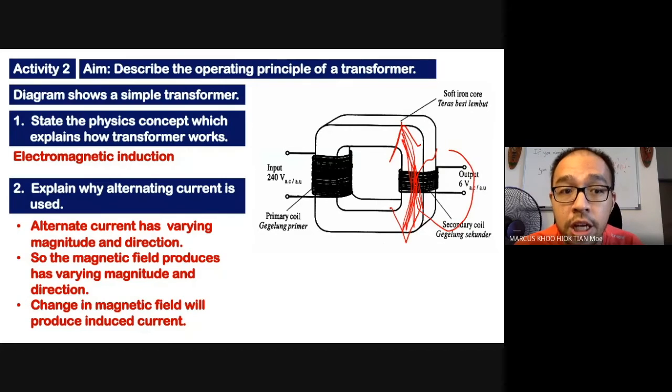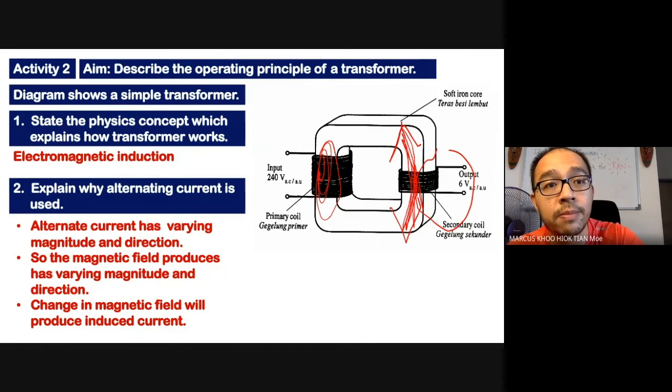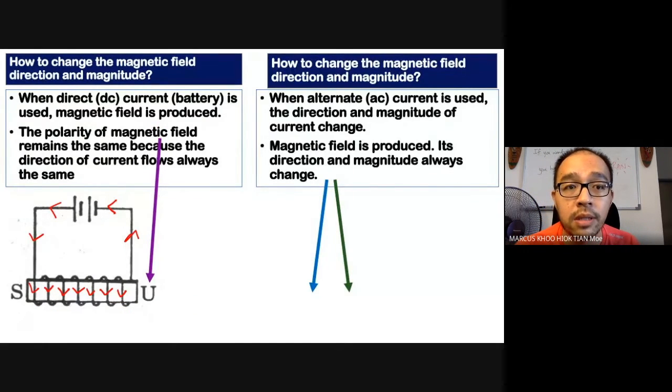And how does the change of magnetic field happen? Because this one is changing. Alternating current: one moment here, one moment there. So this is the explanation. So how to change the magnetic field, direction and magnitude. This is not in your module, but it's just for us to recap what we have learned so far.